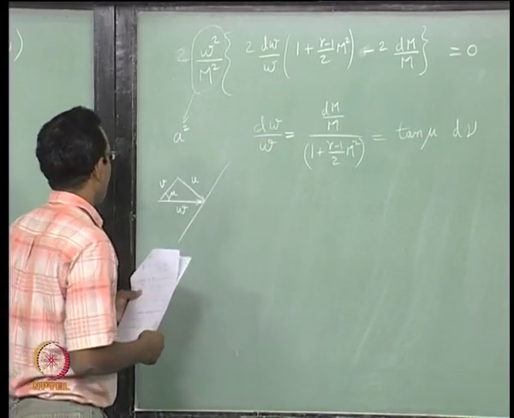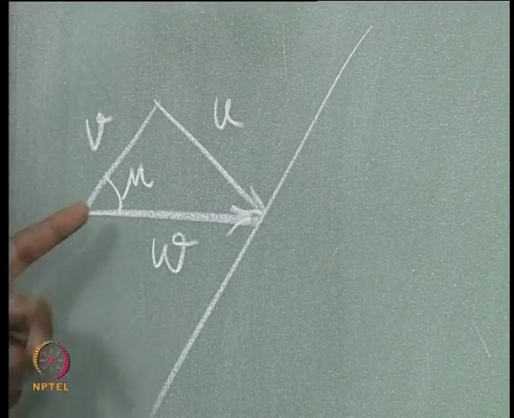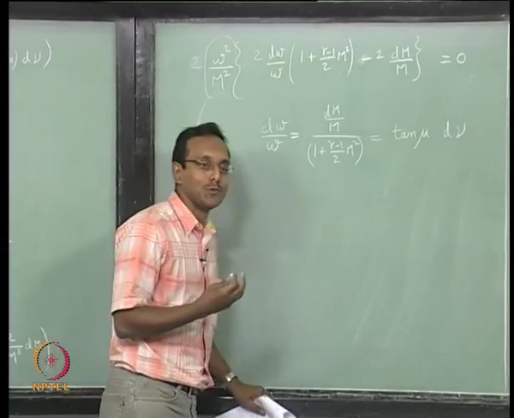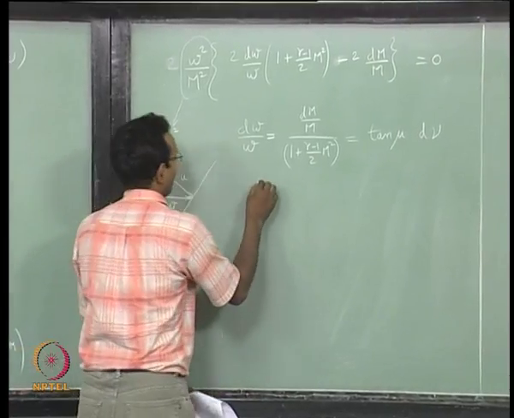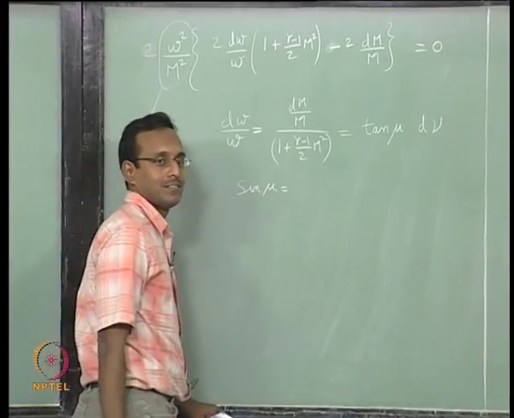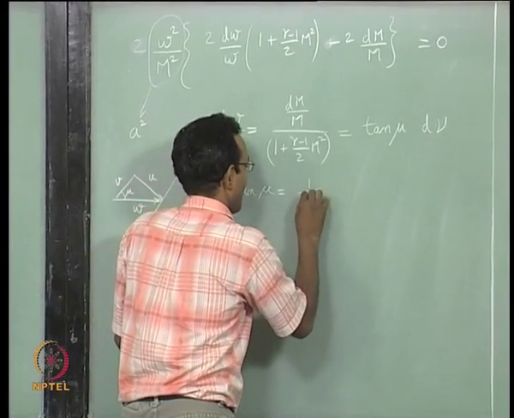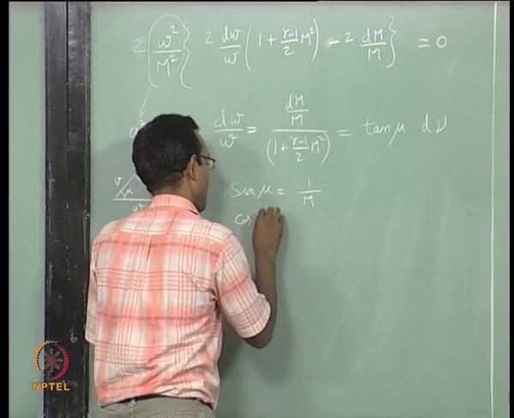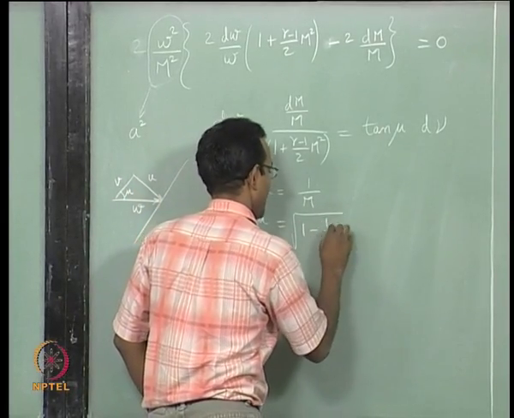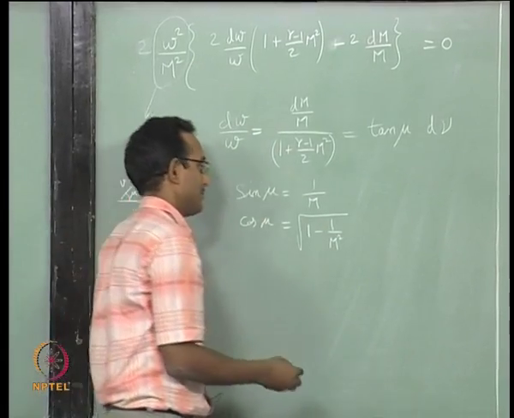What is tan mu? Actually, I don't need this at all. Directly I can tell you tan mu. What is tan mu? Sin mu by cos mu. Sin mu is what? Mu is sin inverse 1 by m. So this is 1 by m. Cos mu is square root of 1 minus 1 by m square. Now I have to divide one by the other. What will I get?